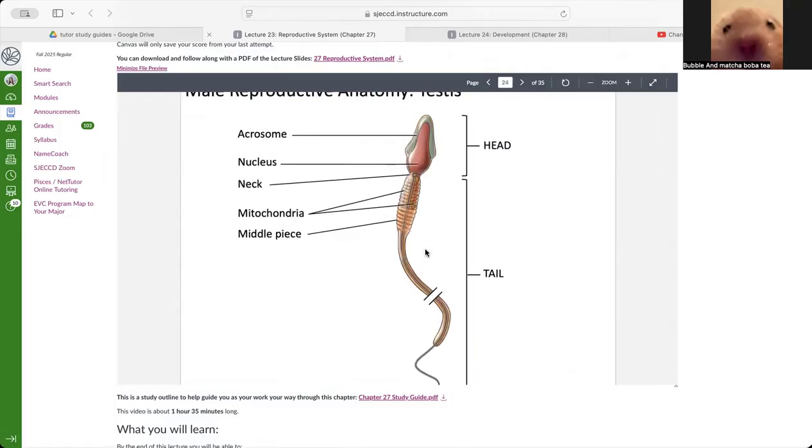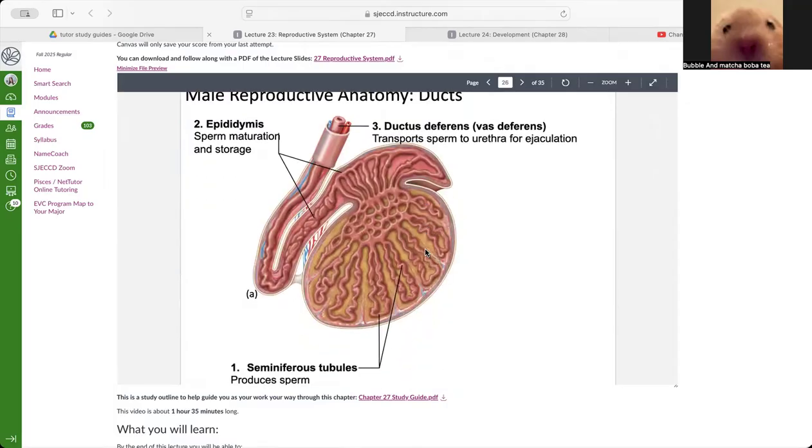So basically, this is the head, which has 23 chromosomes and will merge with the egg. It has a special vesicle called the acrosome that contains digestive enzymes that are going to puncture through the corona radiata of the female. And men produce about 300, and it varies between species.